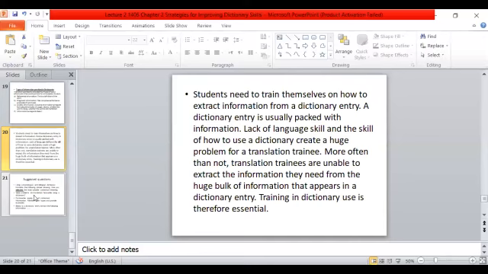Lack of language skill and the skill of how to use a dictionary create a huge problem for a translation trainee. More often than not, translation trainees are unable to extract the information they need from the huge bulk of information that appears in a dictionary entry. Training in dictionary use is therefore essential.